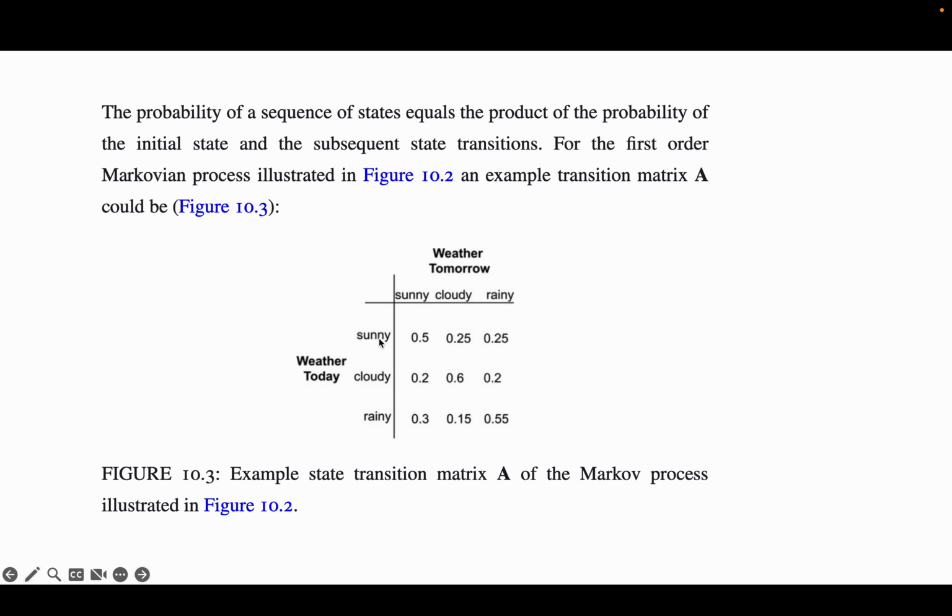So for example, if it's sunny today, there is a 0.5 or 50% probability that it will be sunny tomorrow in this model, a 25% probability that it will be cloudy, and a 25% probability that it will be rainy. These are assumed to be independent states, but the probability of going from one state to the next is given in this transition matrix A. You can see that in every case in this model, you're more likely to stay in the state you're currently in than to transition to another state.